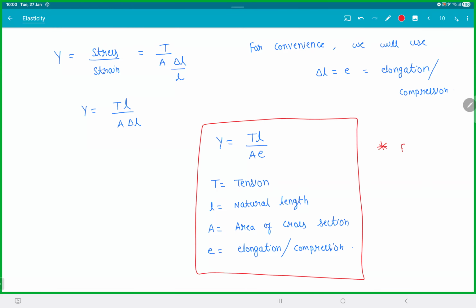For rigid bodies, what will be Y? What will be the Y value for rigid bodies? Y tends to infinity. So what does Y tell you exactly? What is the physical meaning of Y? Higher the Y, more difficult to deform the body, at least longitudinally. So a rigid body can never be deformed, so the Y value will be infinity. So simply Y tells you how difficult it is to deform the body along the longitudinal direction.